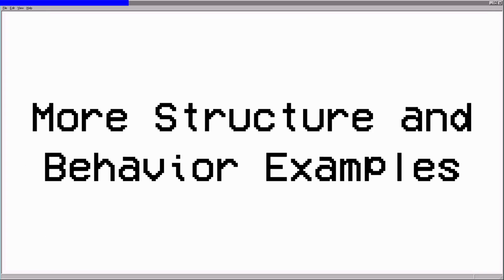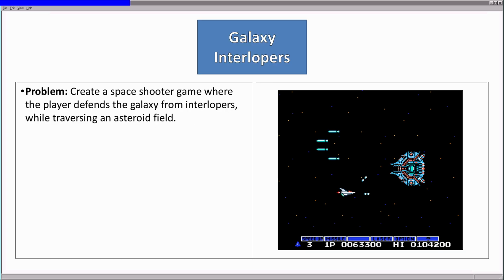Now that we have that out of the way, we can move to another structure and behavior example. Our problem is to create a space shooter where the player defends themselves from interlopers while traveling through an asteroid field.